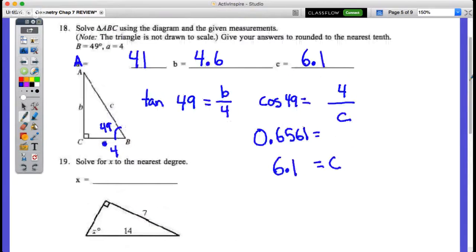What? 4 divided by 0.6. You would divide it. 4 divided by 0.6561. Okay.